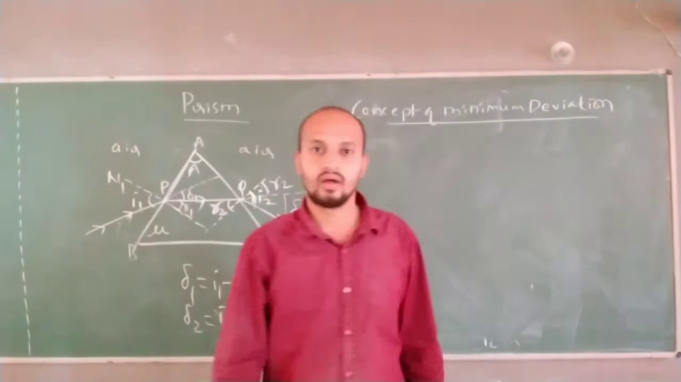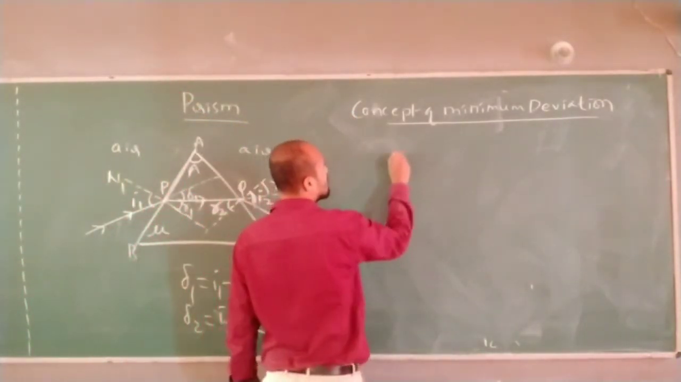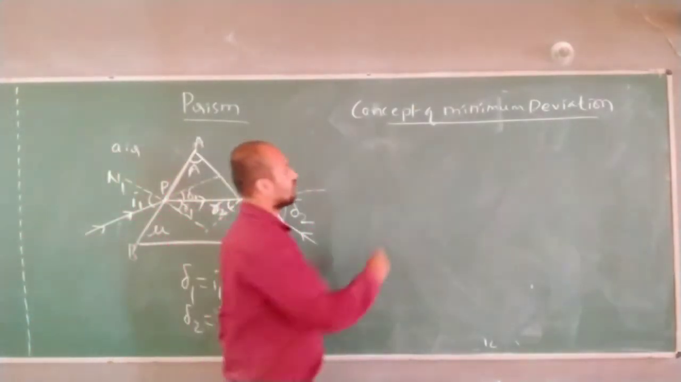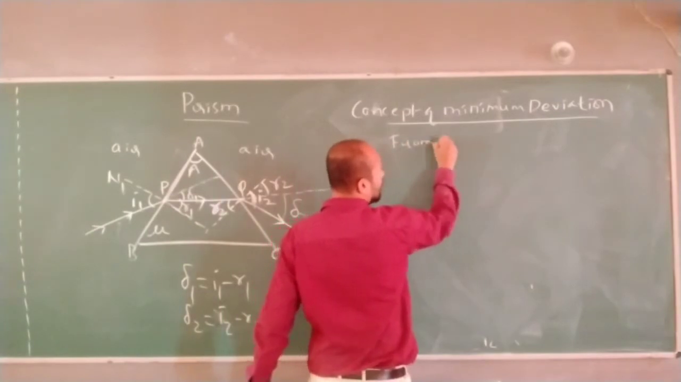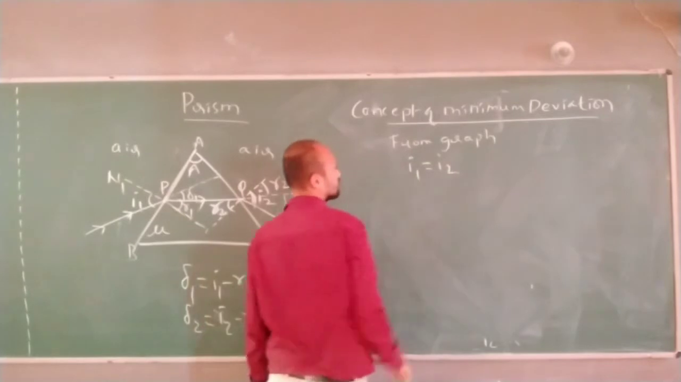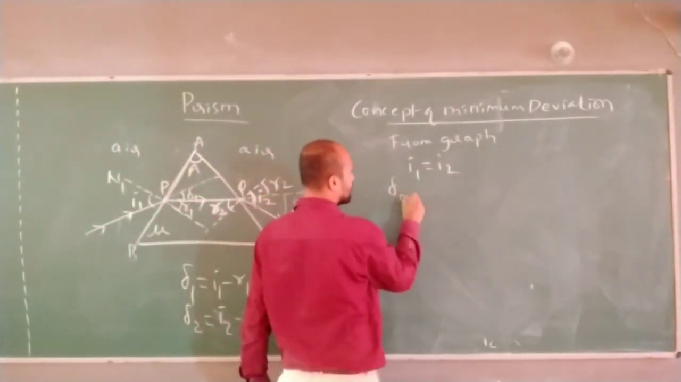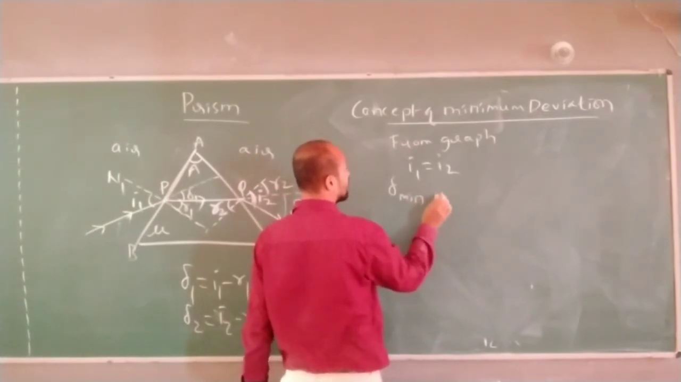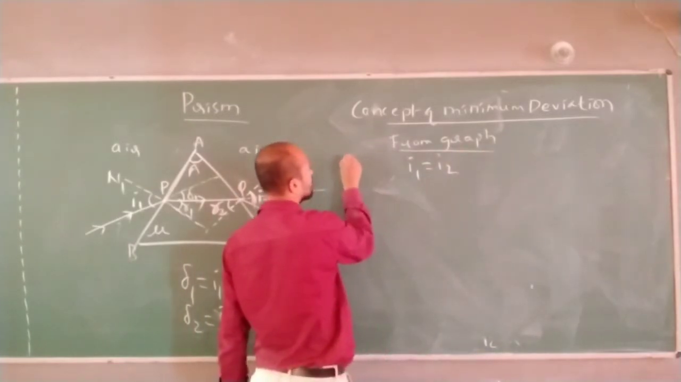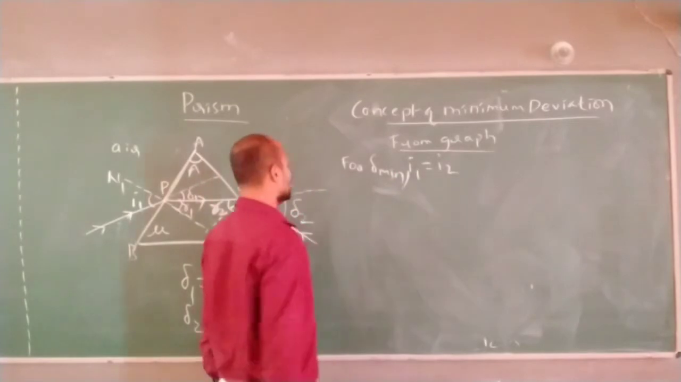Concept of minimum deviation. So, what is the condition for minimum deviation from the graph? From the graph, I can say that I1 must be equal to I2 for minimum deviation. For δ minimum, I1 must be equal to I2.